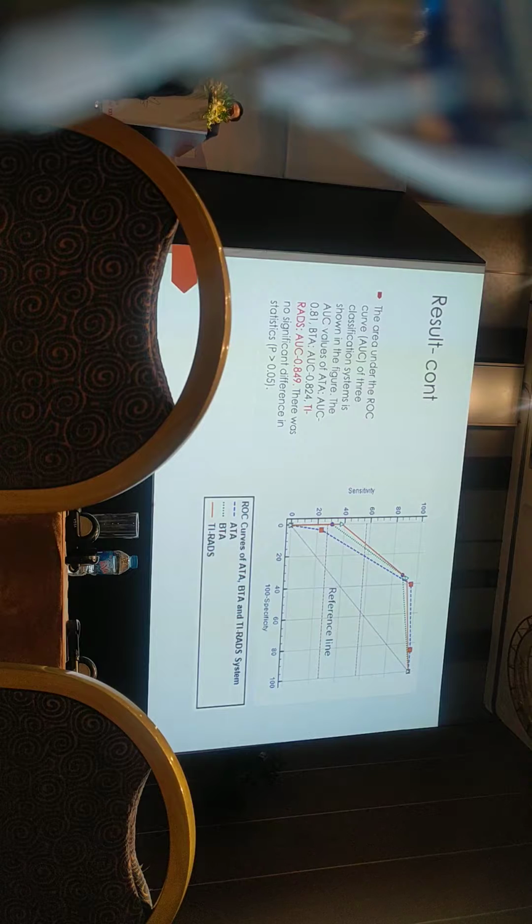And also, because we want to know which classification has the highest accuracy rate, we do the receiver operating characteristic curve, and also we calculate the area under the curve. We also show that all these three classifications have a high AUC value, all of them more than 0.8. Especially, the TI-RADS also has the highest AUC rate.